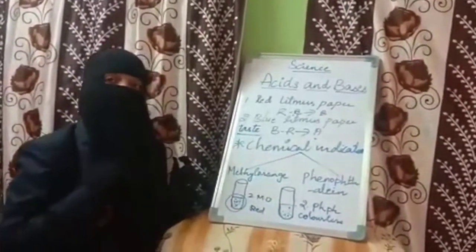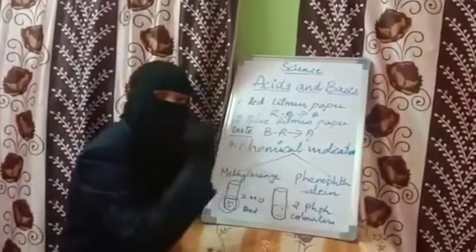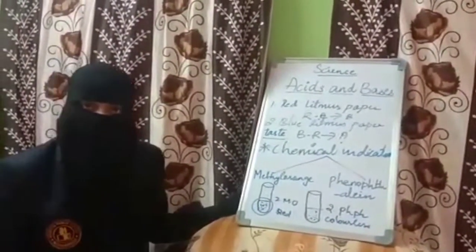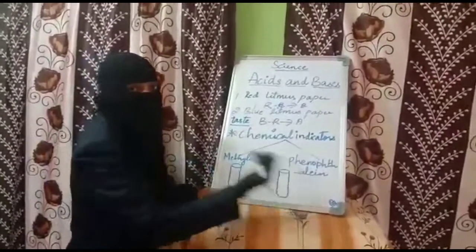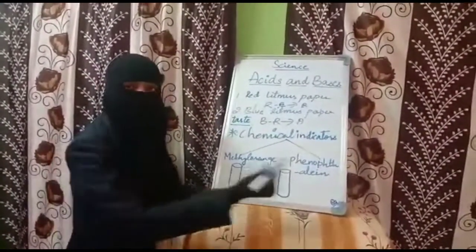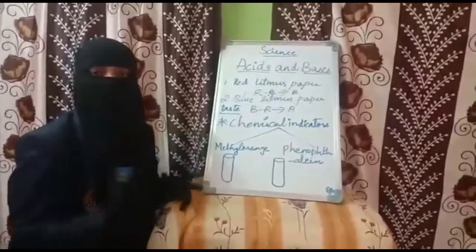So what you have to do is use red litmus paper, blue litmus paper, or methyl orange and phenolphthalein to find out the nature of the substances. Okay, am I clear to you people? So now we have seen how acids behave with methyl orange and phenolphthalein. Whenever acid reacts with methyl orange, it gives red color. Whenever acid reacts with phenolphthalein, it makes the solution colorless.